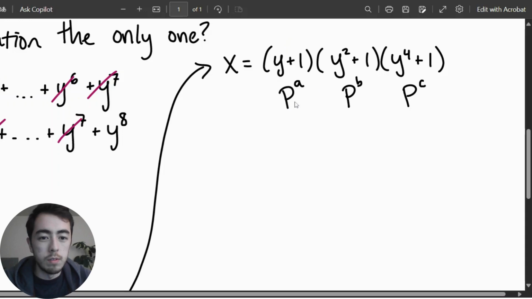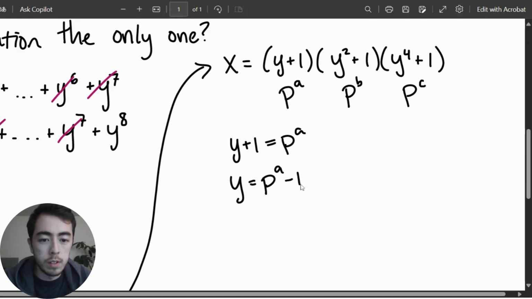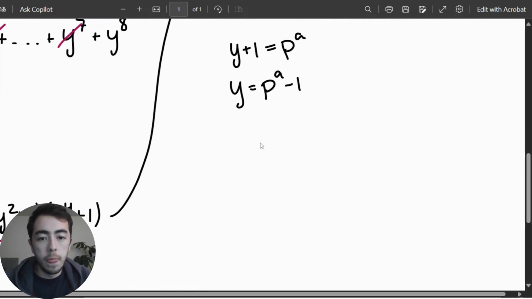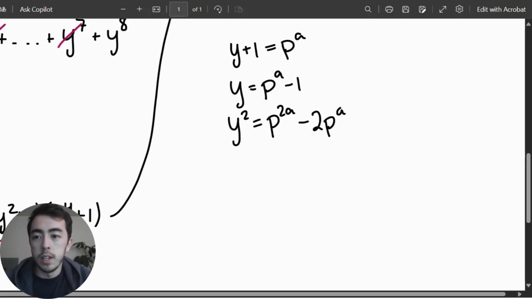Let's take a look at this first one. If y plus 1 is equal to p to the power of a, I could isolate y. y is equal to p to the power of a minus 1. And I'm going to try squaring it and comparing to what happens in here. y squared looks like a product of binomials. So I'll do the product of the first terms, then twice these two multiplied to each other, minus 2 p to the a, and then I have this last term multiplied by itself. So negative 1 times negative 1 is a positive 1.